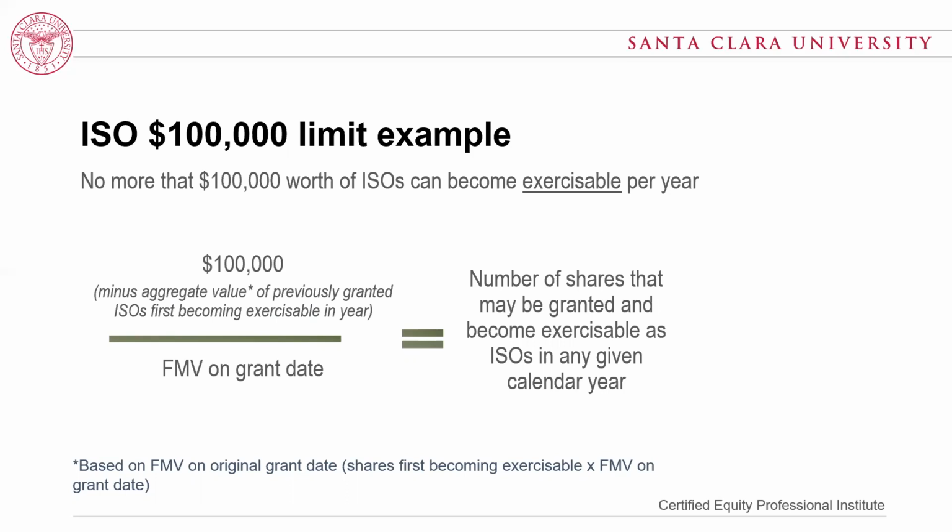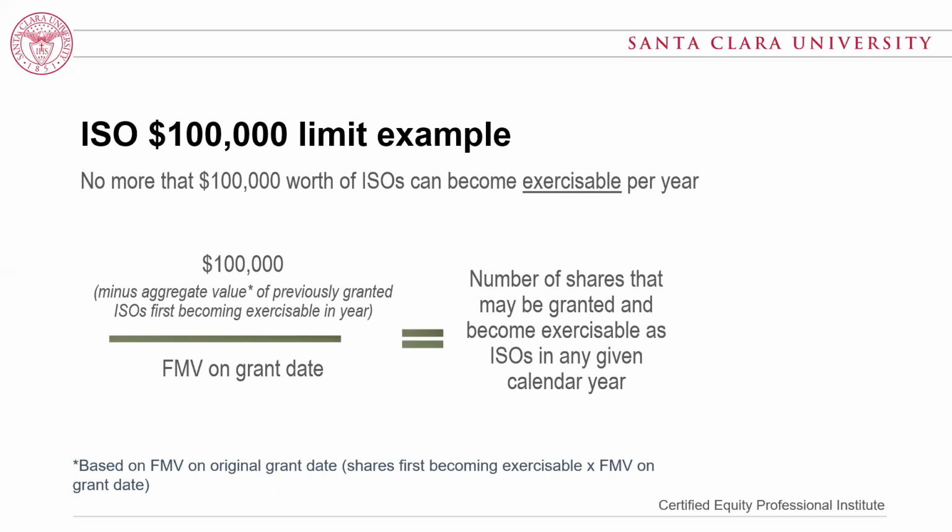Let's say fair market value on the grant date was $10. So the $100,000 limit divided by a $10 fair market value is 10,000 shares. If you were granting shares that would all be exercisable in that calendar year, and you were granting only 5,000 shares, you're under the limit, which was 10,000, and you still have some leeway for granting more ISOs that will vest in that same year.